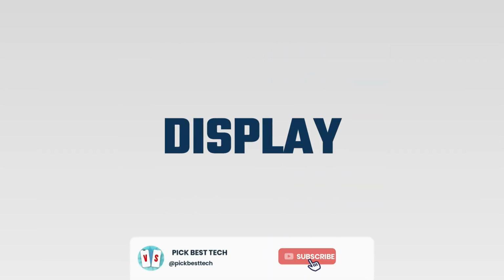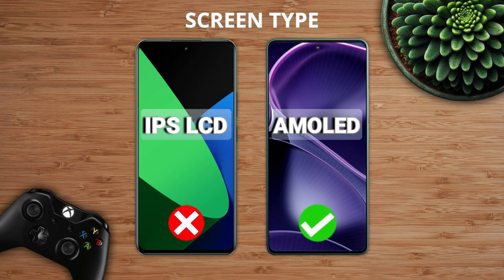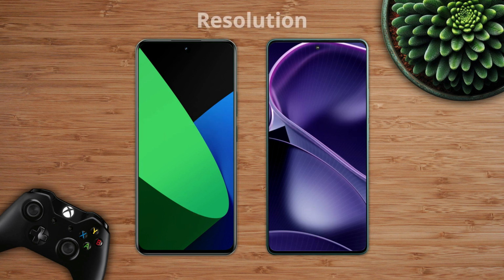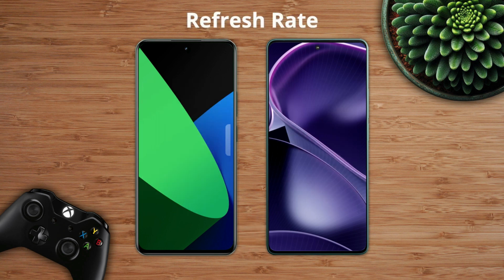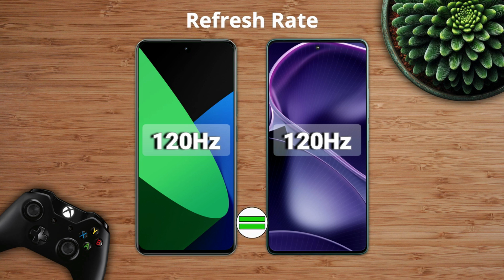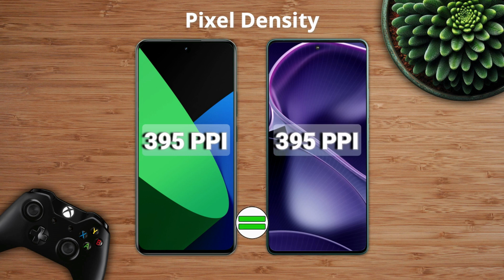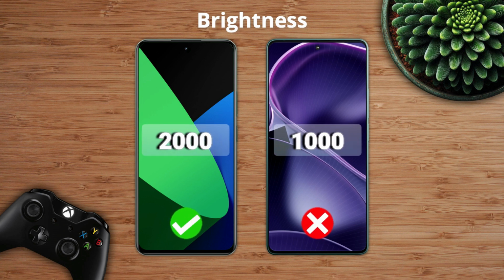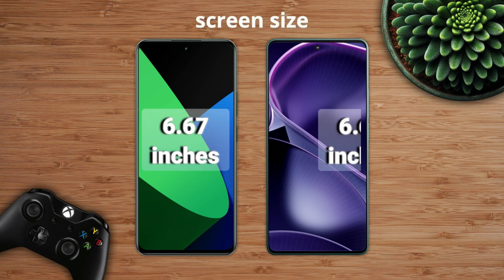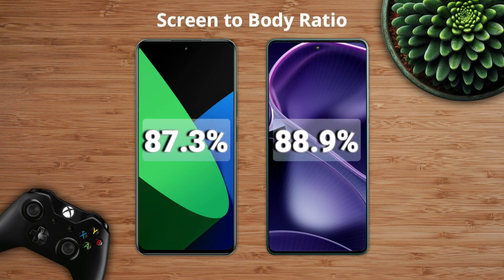Display. The screen type. Resolution. The refresh rate. The pixel density. Brightness. The screen size. Screen-to-body ratio. Screen protection.